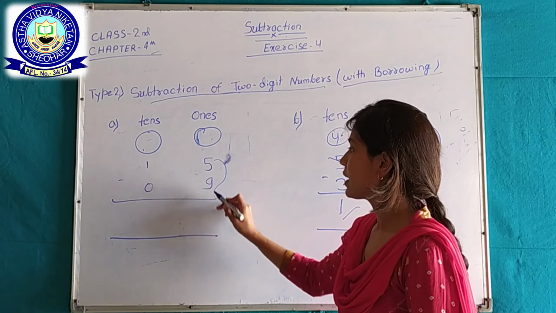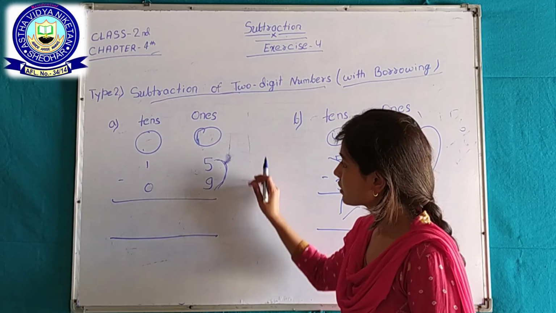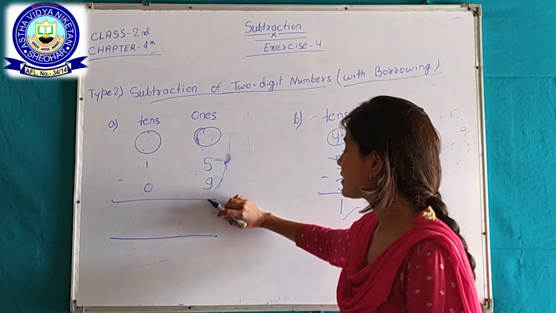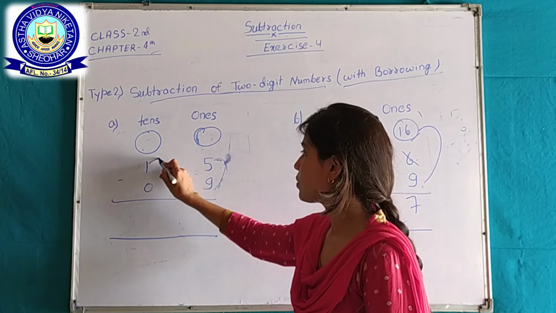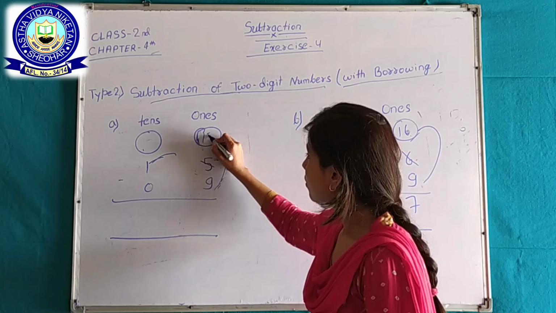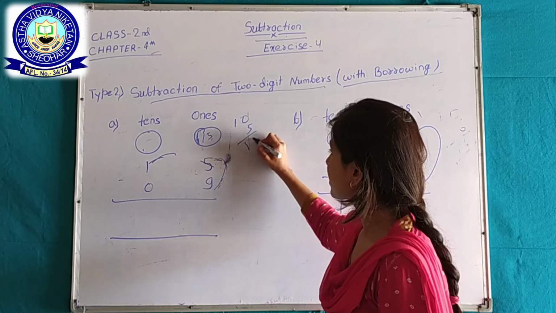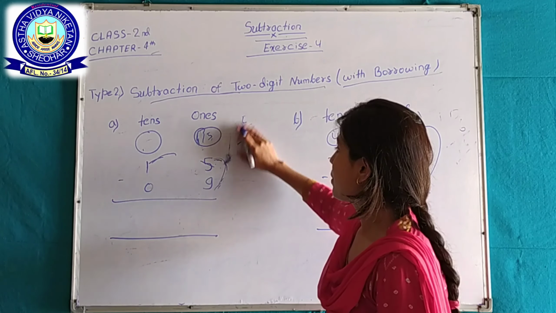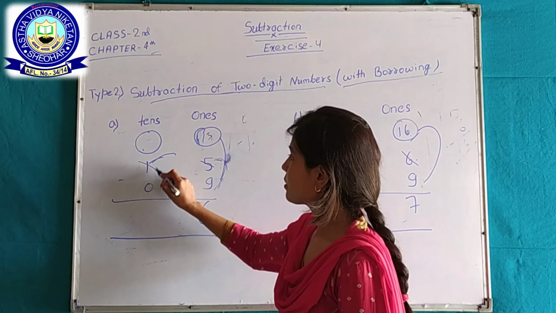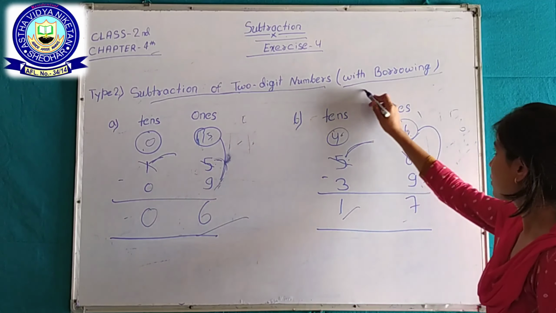And here is 5 and here is 9. You have to subtract 9 from 5. So you can't subtract these digits. So you have to take a borrow from this one. When we take 1 ten, it becomes 15. 1 ten plus 5 becomes 15. And 15 minus 9, we get 6. And this 1 becomes 0. 0 minus 0 is equal to 0. This is the subtraction with borrowing.